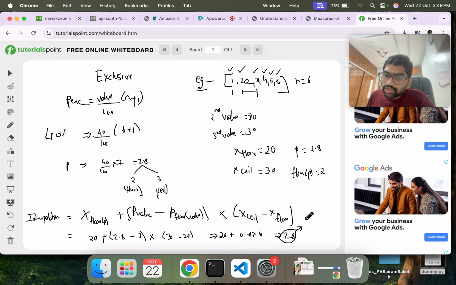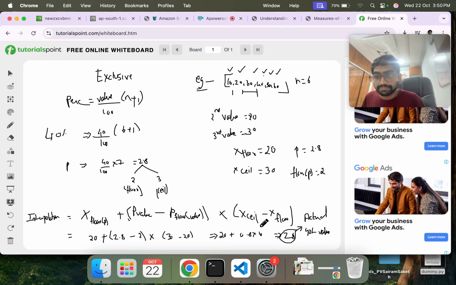This is the actual 40 percentile value. If I keep this as 10, if I keep this as 40, if I keep this as 50, if I keep this as 60 also, this value won't change. So now if I erase this and write this example again as 10, 20, 30, 40, 50 and 60, this is the actual value you got. Okay, so this is the actual 40% value.